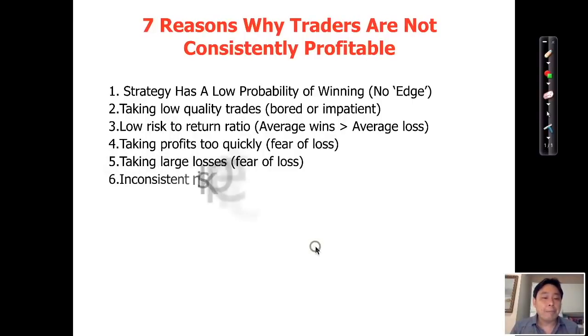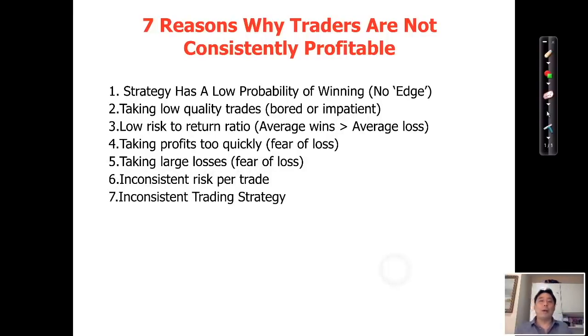Okay, number 6, inconsistent risk per trade. Constantly changing how much they risk, right? When they're confident, they risk more. When losses come, they risk less. So as a result, the statistics are all out of whack. And the last reason why traders lose money is because they do not stick to a consistent trading strategy. They keep changing strategies, adding new indicators, right? Changing from trading Forex to stocks, to options, and switching around and never staying with a strategy long enough to master the strategy. Okay, so I hope you understand it, guys.